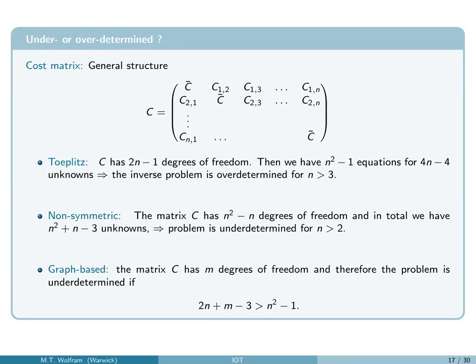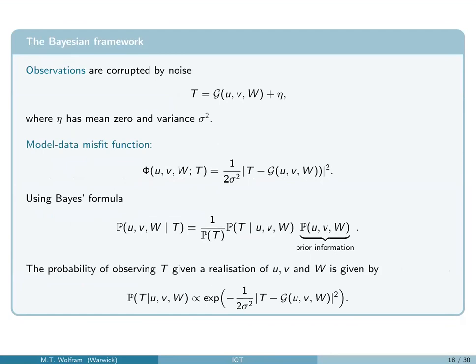And if you have a graph-based problem, then it depends on the number of edges. So m is the degrees of freedom. This relates to the number of edges that you have between your nodes. And then you can give a certain criterion for whether you have an over- or underdetermined problem. Okay, so in the Bayesian framework, what you assume is, first of all, that you say, okay, my observations are corrupted by noise.